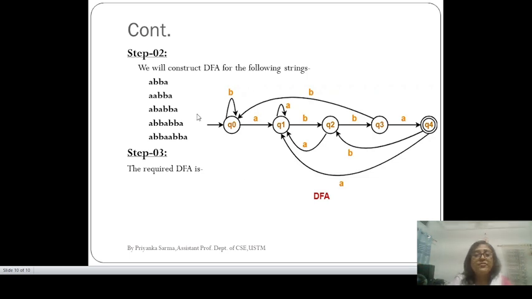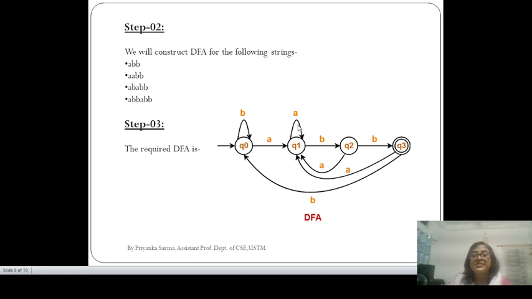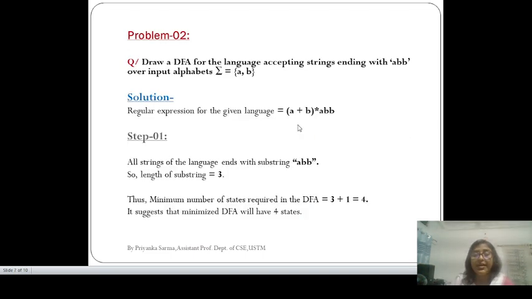Similarly, you can check for any string ending with ABBA, and you can check whether this machine will work or not. So in this lecture we basically discussed the DFA, the basic definition of DFA, and how to construct a deterministic finite automaton for a given string ending with a particular substring.